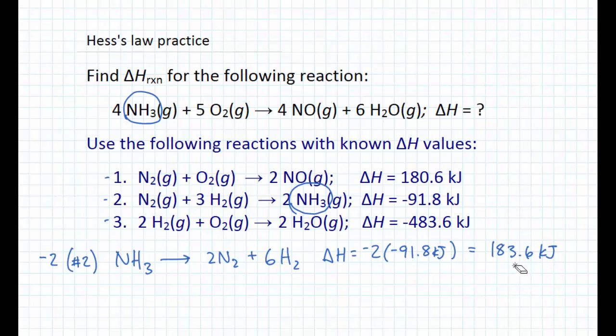so for instance, I have 183.6 for my modified number 2 reaction, because I needed to reverse it, okay? And I needed to make 2 into 4, essentially. So that becomes 4 NH3 over here on the left. That's what I missed. Yep. If you've kept them updated, then you just add them all up.